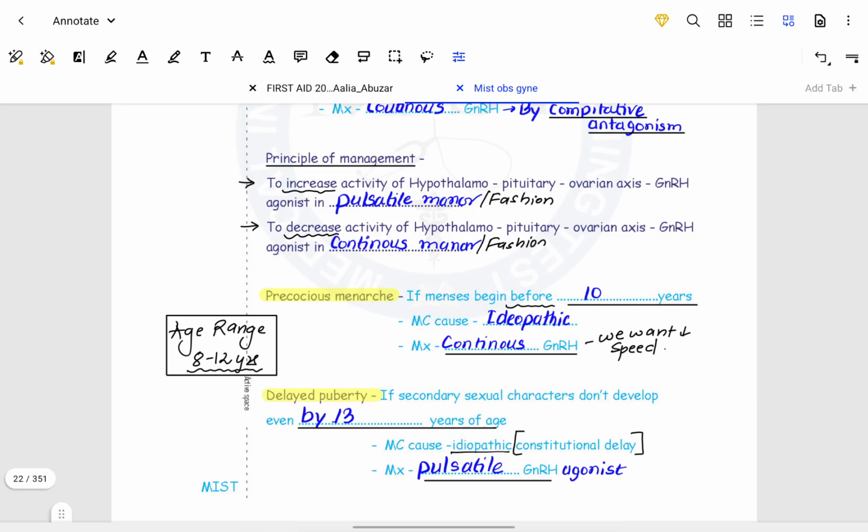Now, delayed puberty is if secondary sexual characteristics do not develop after 13 years, because 8 to 12 was the range. Now, most common cause again is idiopathic, constitutional delay. And the management is pulsatile GnRH because we want to increase the activity, right?